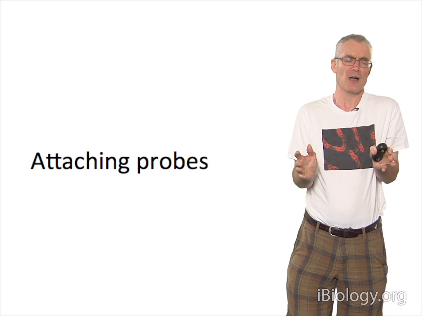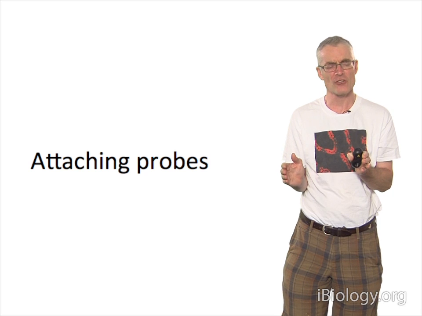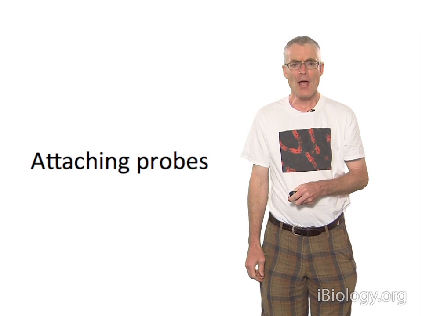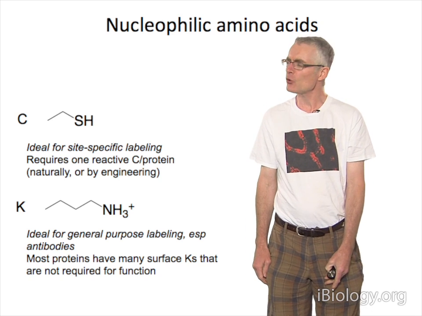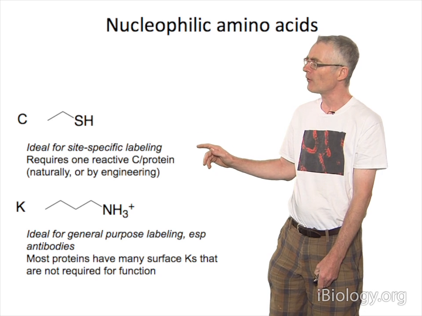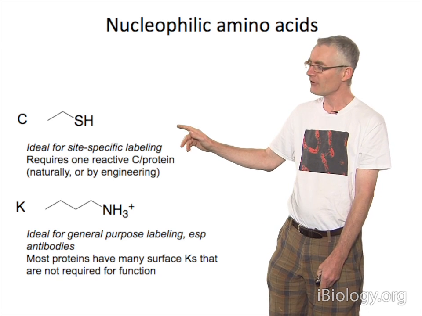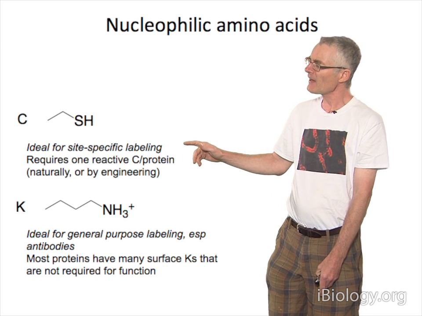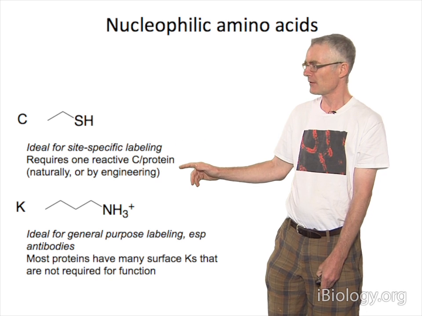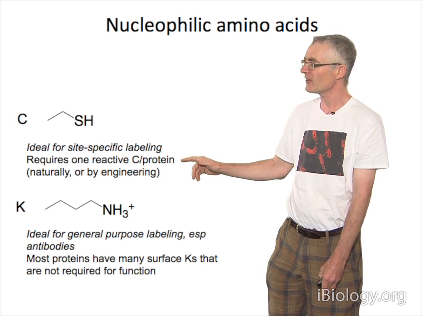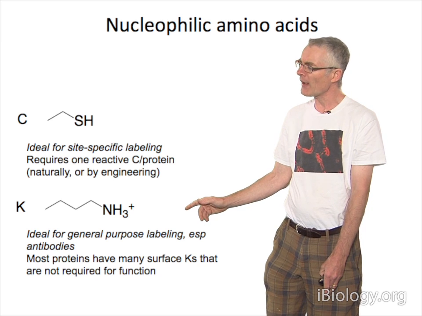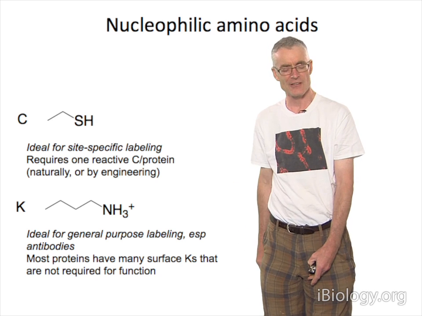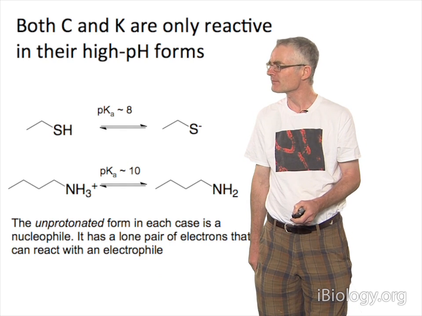Now I want to talk, of course, about attaching to the proteins, because in most applications people are attaching these probes to a biomolecule, usually a protein, sometimes a nucleic acid. I'm only going to talk about proteins, and there's really two amino acid side chains we have to think about for proteins, and I'm going to use the single letter abbreviation. So C is cysteine, SH, and K is lysine. Cysteine labeling is ideal for site-specific labeling if you can engineer it, or nature gives you one reactive C per protein. Lysine is a much more common amino acid. Most proteins have a lot of lysines, and this is ideal for general purpose labeling. You can label a few lysines on most proteins without losing activity.